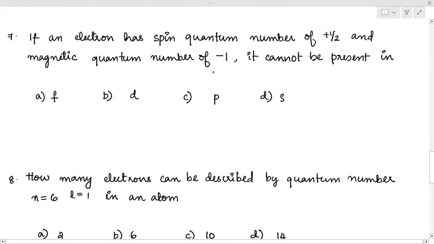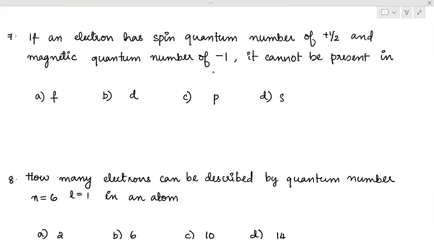Next question. Sorry, this is not an arbitrary question, this is a proper question. If an electron has spin quantum number of 1 by 2 and magnetic quantum number of -1, so the value of m is given as -1, it cannot be present in which of the following subshells? So let's check each of these.